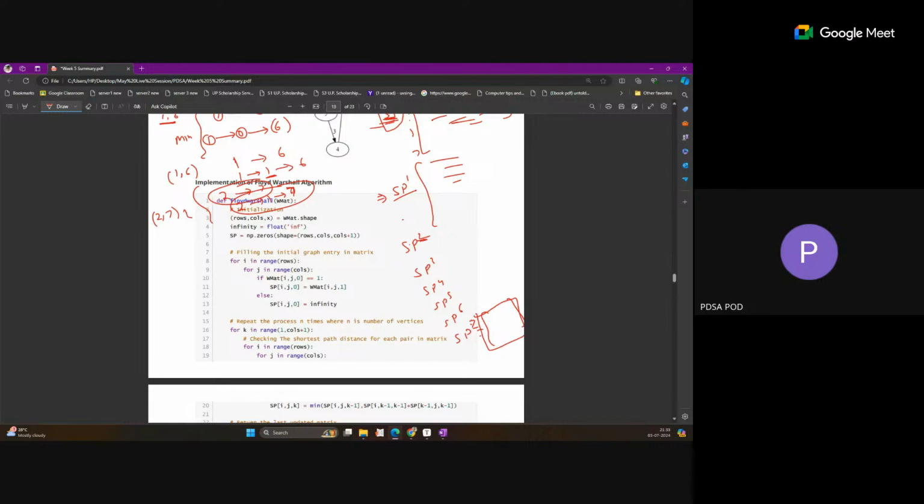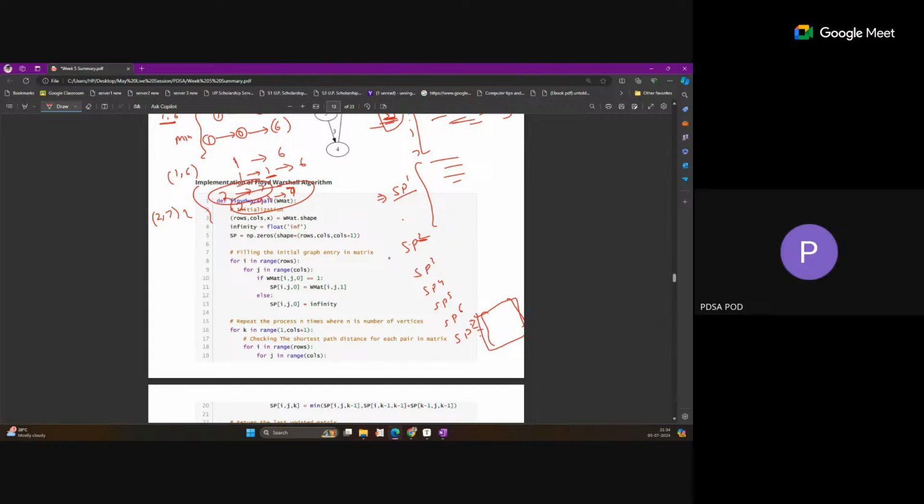Basically, we are looking at each possibility of the path. We look at the direct path, and after that the mediator one, and we update. Every time we look at the previous updated value. The first time we considered 0 as the mediator. Then when we consider 1 as the mediator, we look at the data from the previous matrix that is already updated. In this way, we have checked all possibilities of the path.